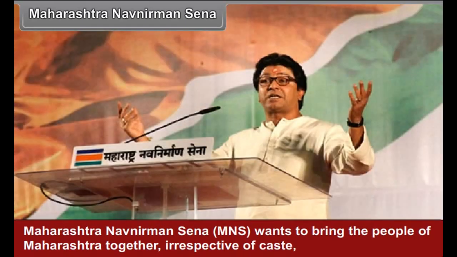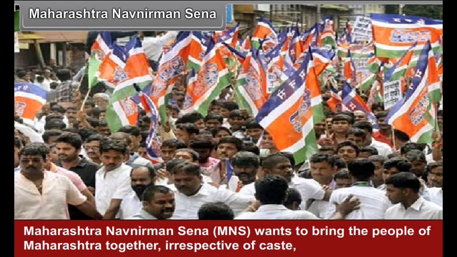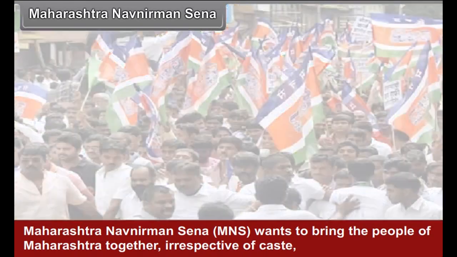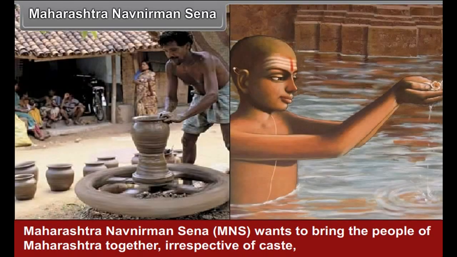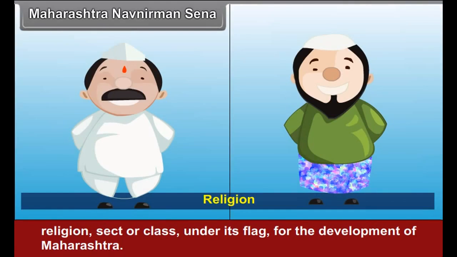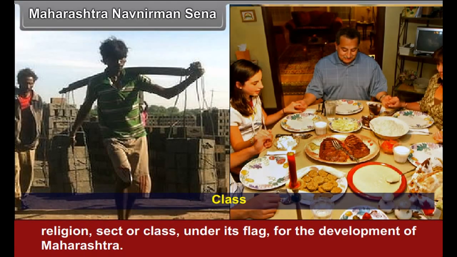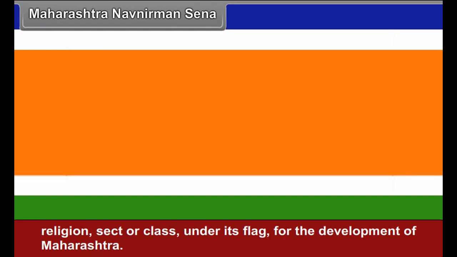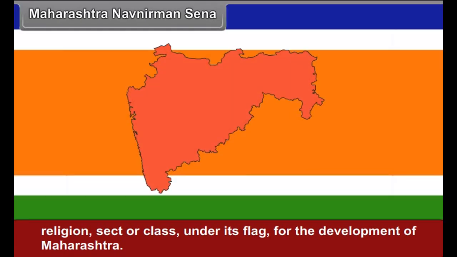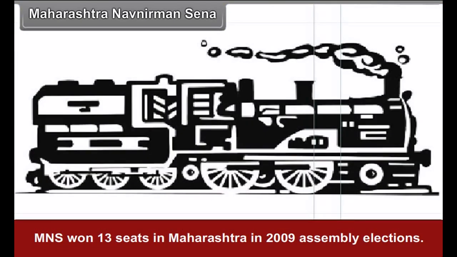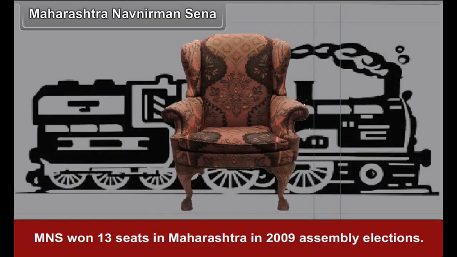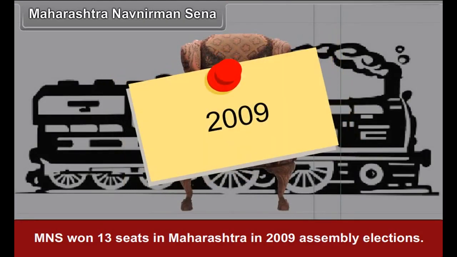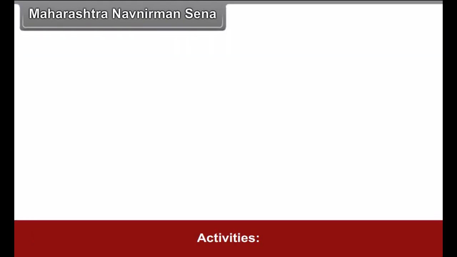Maharashtra Navnirman Sena, which is also called MNS, wants to bring the people of Maharashtra together, irrespective of caste, religion, sect or class, under its flag for the development of Maharashtra. MNS won 13 seats in Maharashtra in the 2009 Assembly elections.